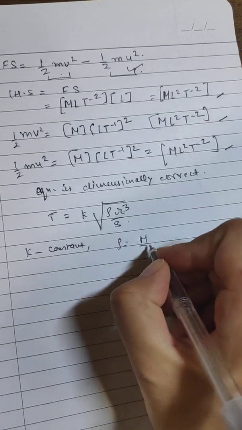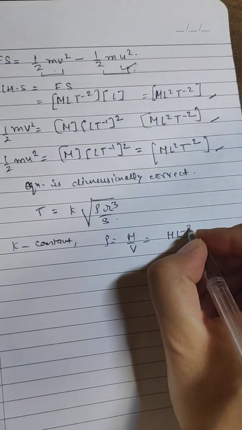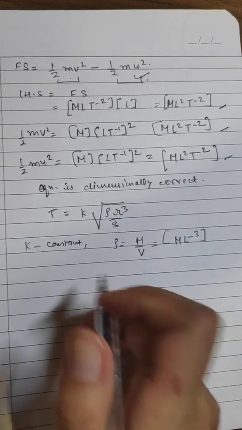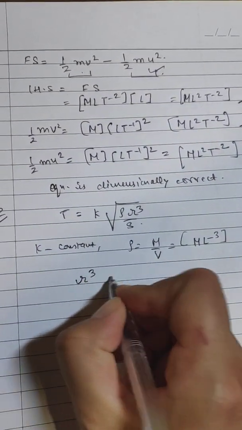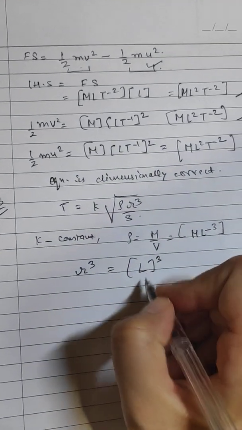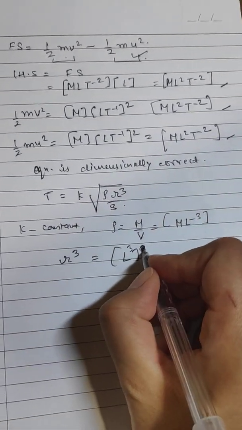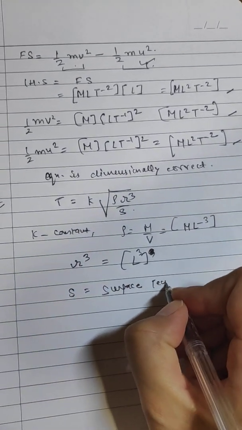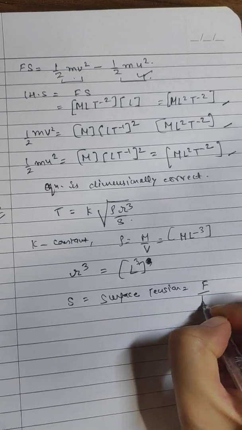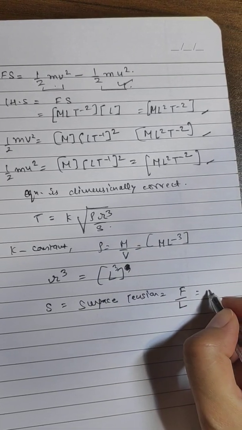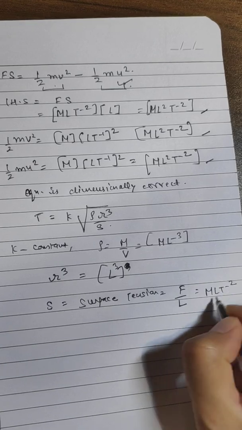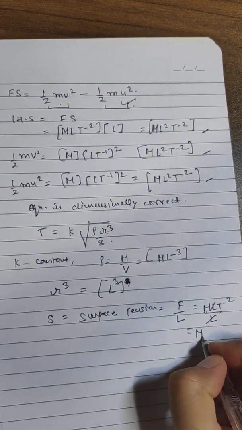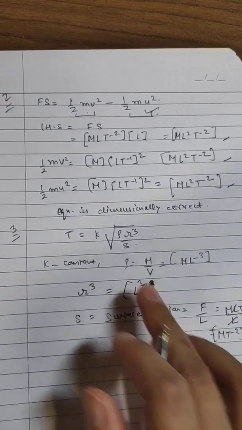Rho is density, that is mass upon volume, mass into L minus 3, because in the denominator we will have L cube, it will become L minus 3. Next is r cube, this is radius, so we have L cube, you can write here. Next, S is your surface tension. The formula is force per unit length. What is the formula for force? M LT minus 2, mass into acceleration, divided by L. L will be cancelled, M T minus 2. Now put all the values here.